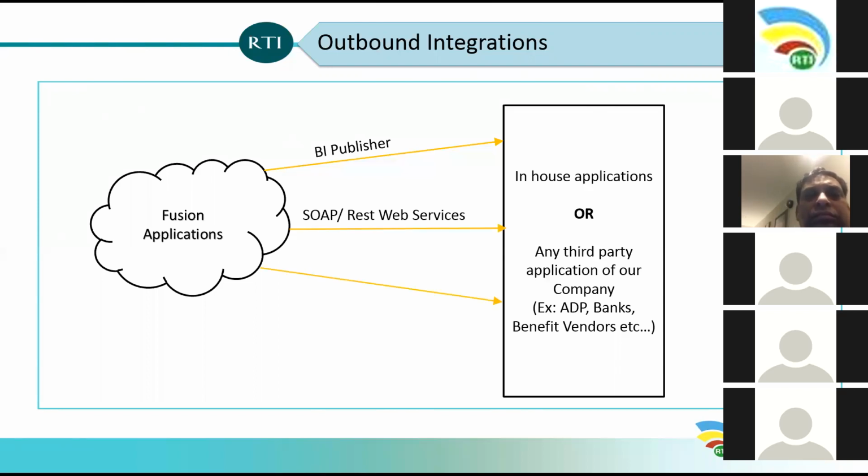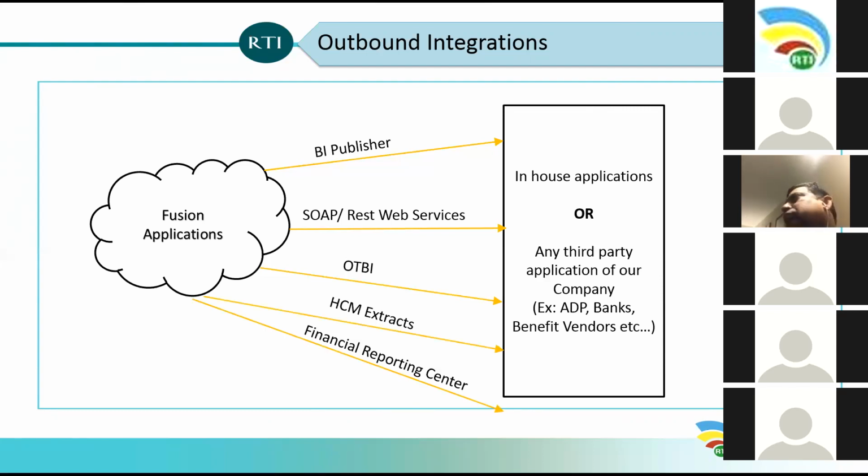And also we have OTBI, Oracle Transactional Business Intelligence. It's a child of the OBIEE family, which we'll be talking about in detail along with all these topics. And we also have HCM Extract, which is specifically in the HCM modules. So another tool. And we have Financial Reporting Center, which is specifically for the financial world. So using these, you can read data in the Fusion application, extract data out of the Fusion application and load it into the cloud, basically.